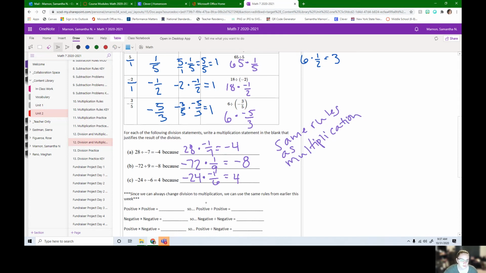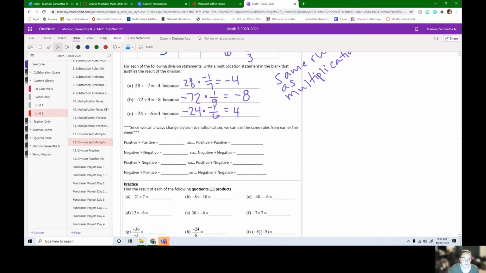So let's look at the rules that we have here in our notes. So we know a positive times a positive is going to be a positive. A negative times a negative is going to be a positive. A positive times a negative is negative. And a negative times a positive is also negative. So when we change it, when we have a positive divided by a positive, that's still positive. A negative divided by a negative is also positive. Positive divided by a negative is negative, and a negative divided by a positive is negative. So those are the same rules that we learned before.